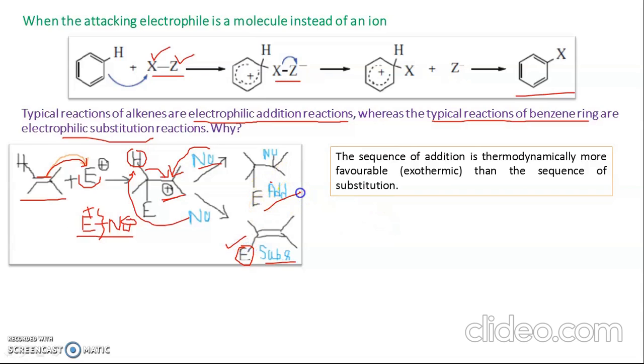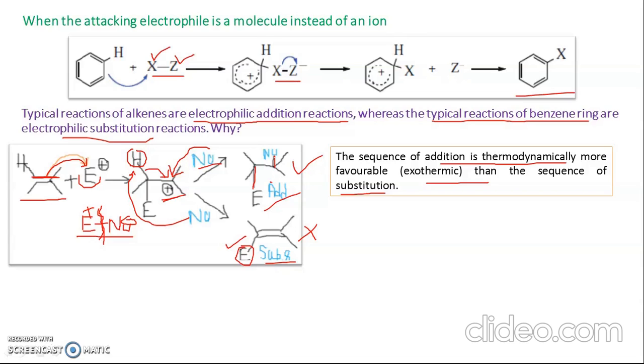So why are we getting mostly addition products from alkenes? The reason is the sequence of addition is thermodynamically more favorable, that is exothermic, than the sequence of substitution. So that is why substitution is not so common, but addition is common. Okay. So the reason why we are saying that it is thermodynamically more favorable is that the energy required to break this pi bond and also to break this Nu, or you can say to generate the electrophile, is less than the energy released by the bond formation of this C-E and C-Nu.